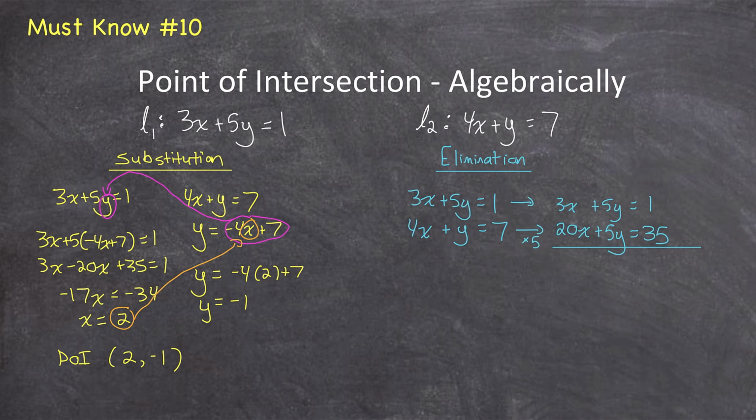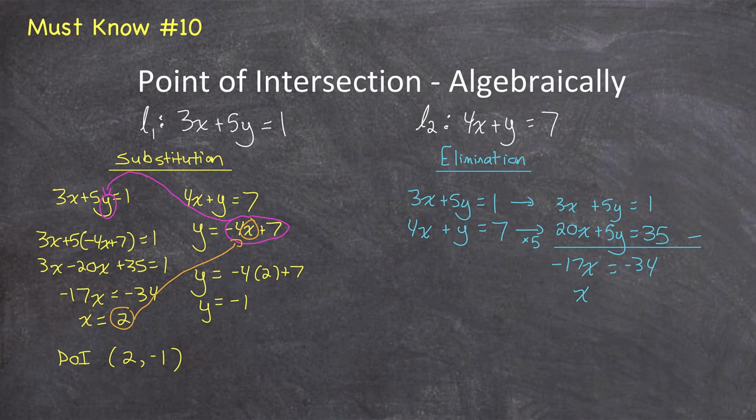And now what I do with these two equations is I need to subtract their like terms to generate a new equation that will allow me to solve for x with the y variable being eliminated. If I subtract the like terms, 3x minus 20x is negative 17x, 5y minus 5y is 0y, the y's are eliminated, and 1 minus 35 is negative 34.